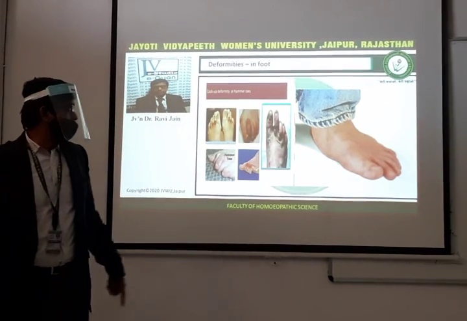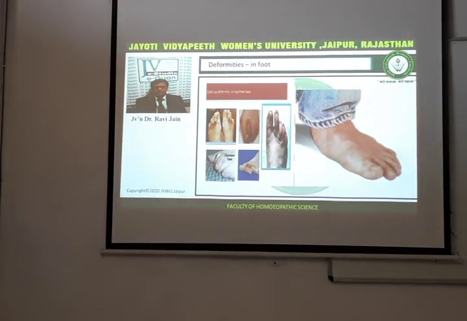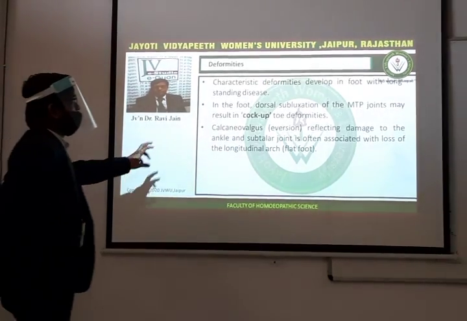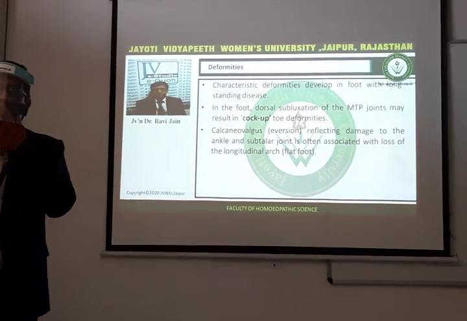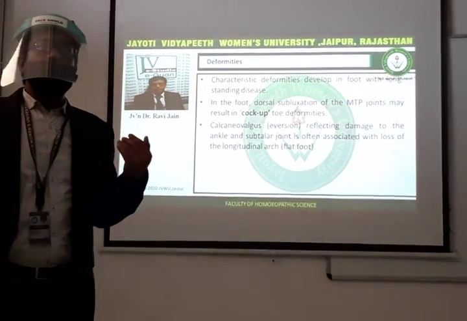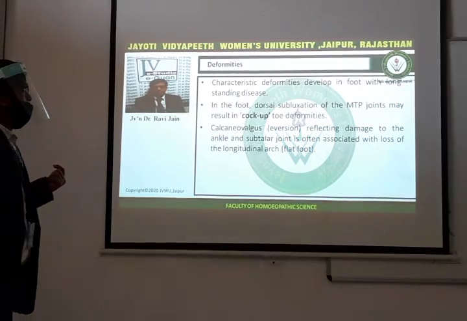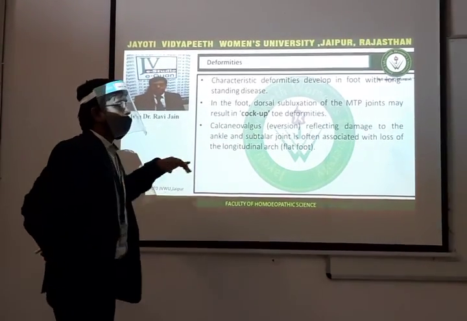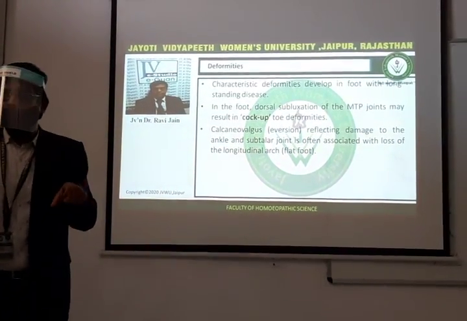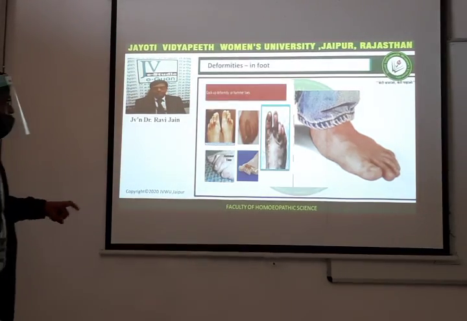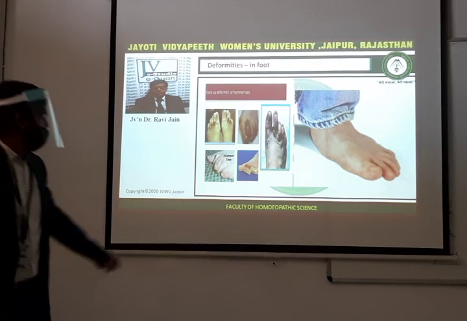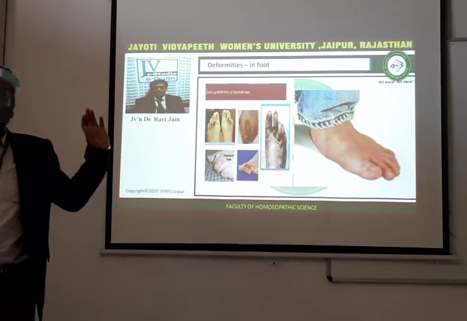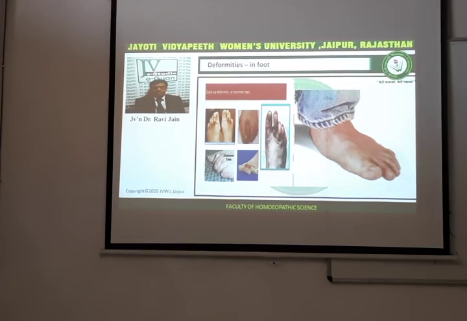This is basically a cock foot. Cock-up toe. A characteristic deformity develops in the foot with long-standing disease, and in the foot there is dorsal subluxation. These are basically hammer toes. All these deformities belong to rheumatoid arthritis.